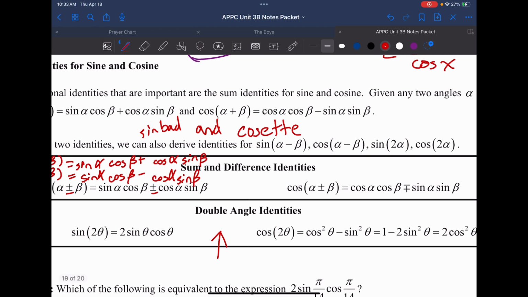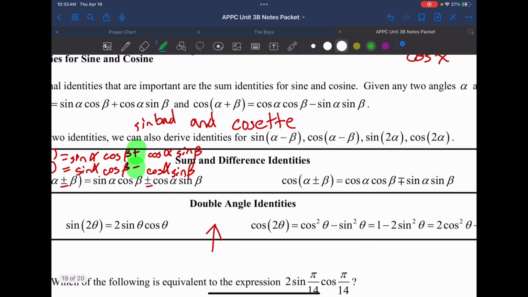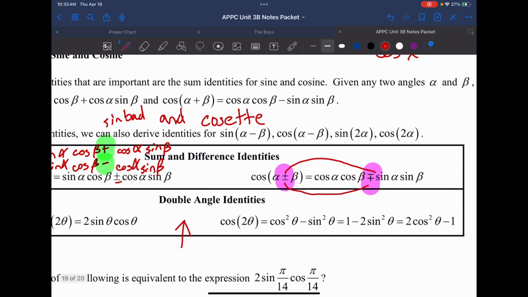So the one thing to remember is that sine is same. If I have a plus in the original, my expansion is going to have a plus as well. Same thing with minus, minus. But with cosine, it's flipped. So if I have alpha plus beta, it's going to be minus, and if it's minus, I'm going to have plus. Okay.